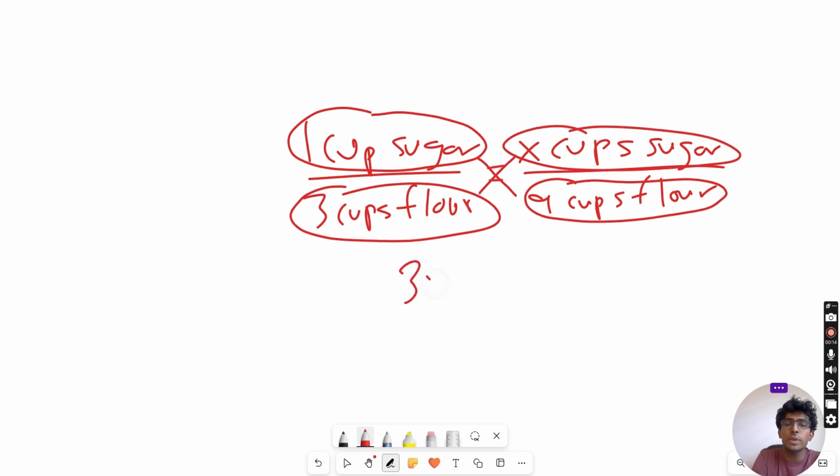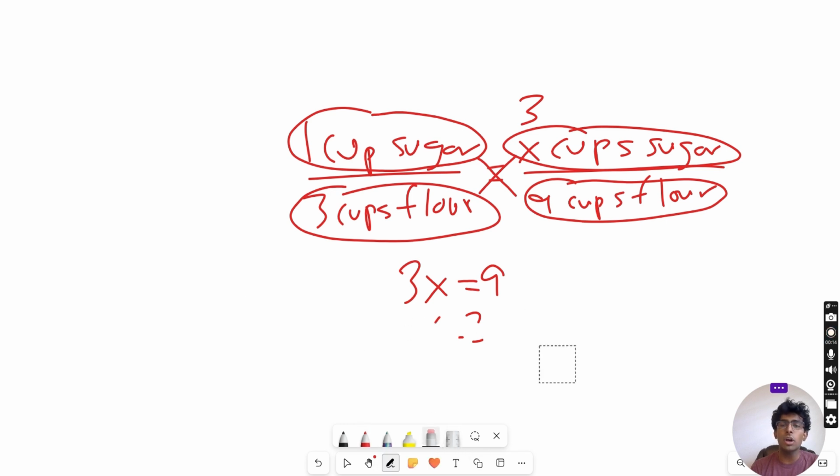So that way we get 3x equals 9, because 9 times 1 is 9. So when we divide by 3, we get x equals 3. So we need 3 cups of sugar for 9 cups of flour, which makes sense, because for that ratio 3/9, if you were to divide the numerator and denominator by 3, which is the greatest common factor between both numbers, you get the same ratio of 1:3. So with a proportion, you're setting two ratios equal to each other.